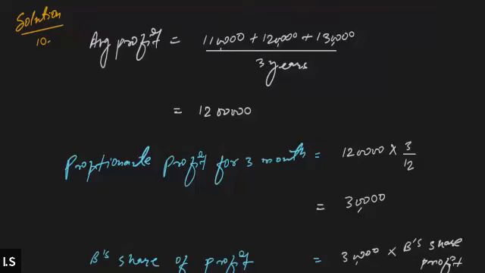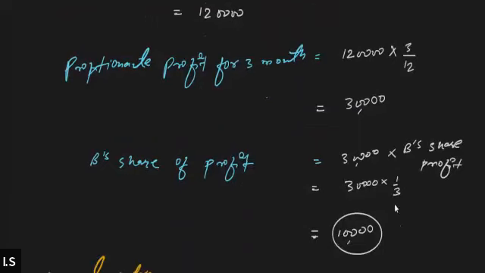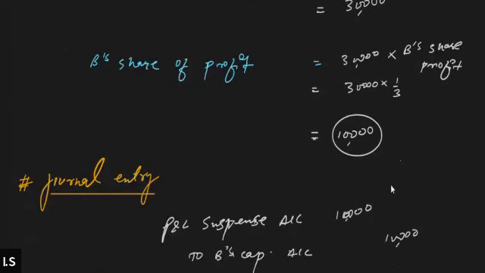See, this is the solution. You calculated the average profit like this, na? 110 plus 120 plus 130 divided by 3, we got 1 lakh 20,000, na? Yes, sir. And then 1 lakh 20,000 into 3 by 12 to find out proportionate profit of 3 months. Then to find out Hari's share of profit, we multiplied with his share of profit, 1 by 3. So that is 10,000. And the general entry for this will be P&L suspense account debit to Hari's capital account.